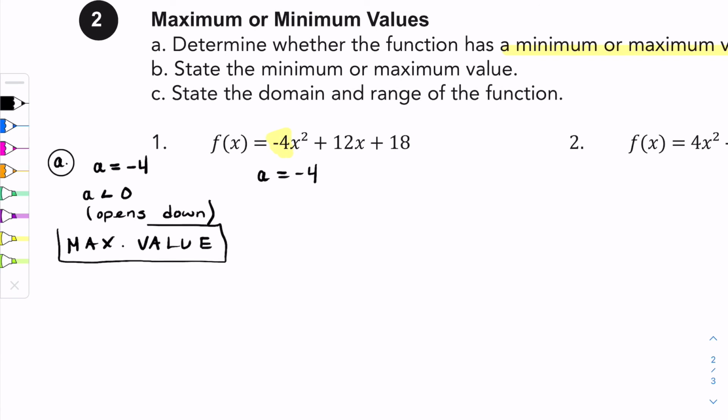That's all that part A is asking us to do. State whether we have a min or a max. Part B is asking us to determine what that value would be. So knowing that we have a maximum value because you can only have one of them, we now need to find what that value is. And the maximum value is the y-coordinate of the vertex.